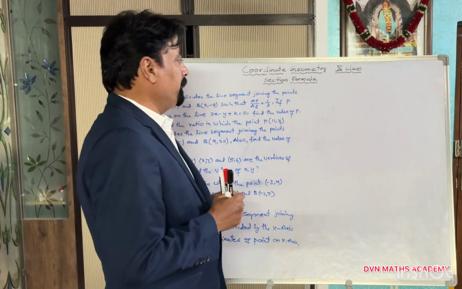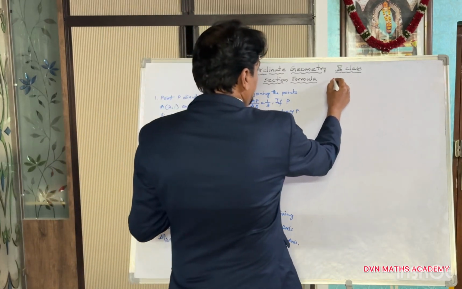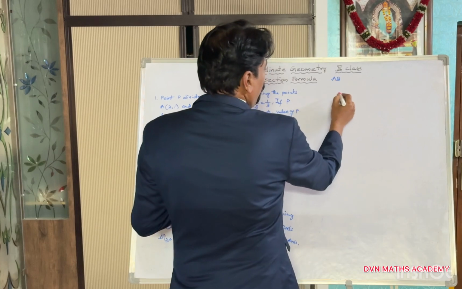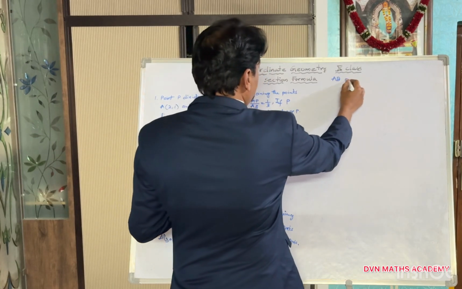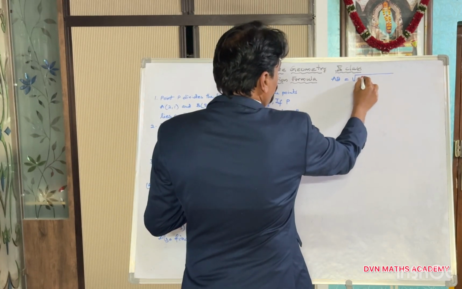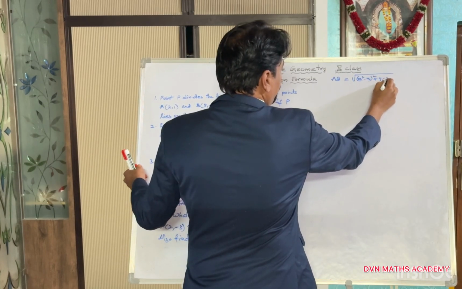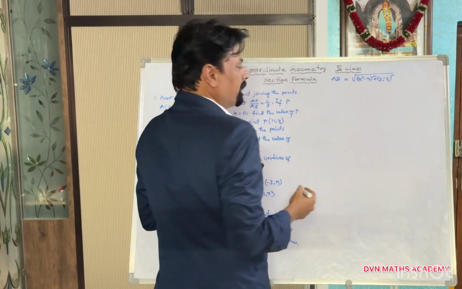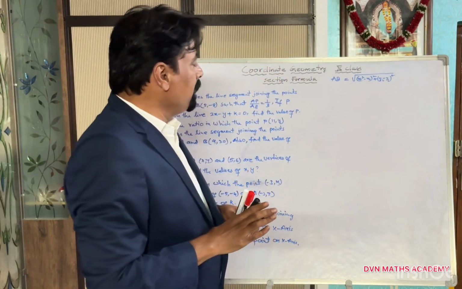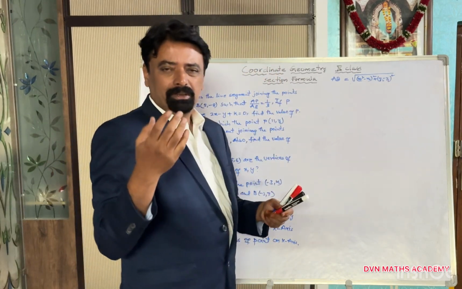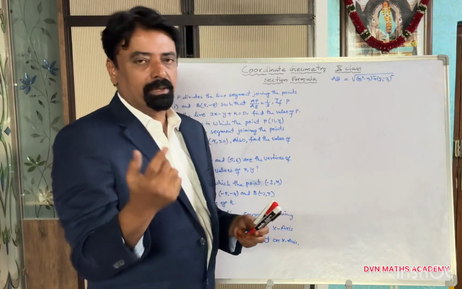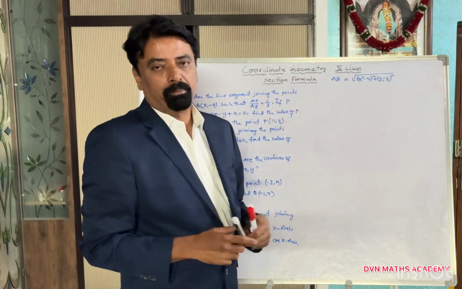So the distance between two points, you know that, for example A and B are any two points, then the distance is under root of (x2 minus x1) whole square plus (y2 minus y1) whole square. This we learned in the previous class, and we solved some different types of questions on the basis of this distance formula.